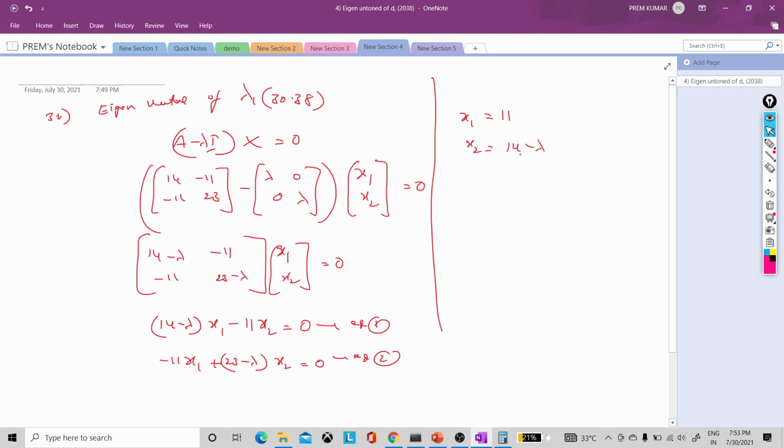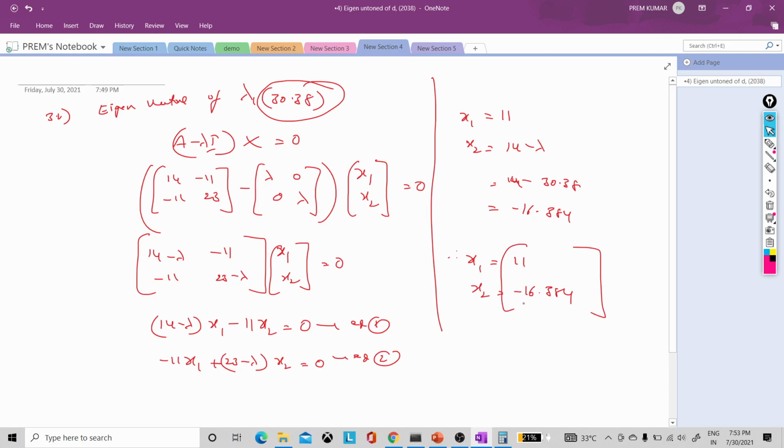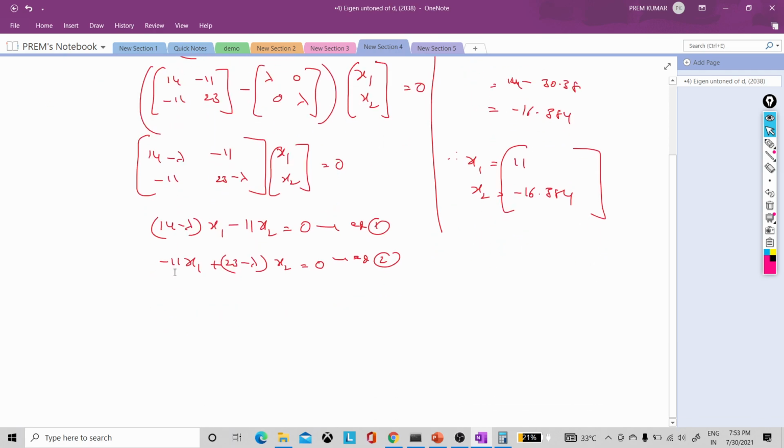14 minus lambda. So we already know the lambda value, 30.38. So 14 minus 30.38, you will get the x2 value, that is minus 16.384. So finally we calculated the eigenvectors: x1 will be 11 and x2 will be minus 16.384. So this is the eigenvector for this eigenvalue 30.38.